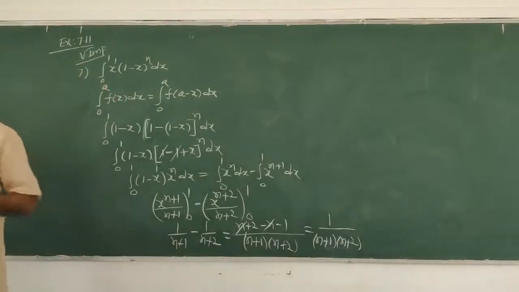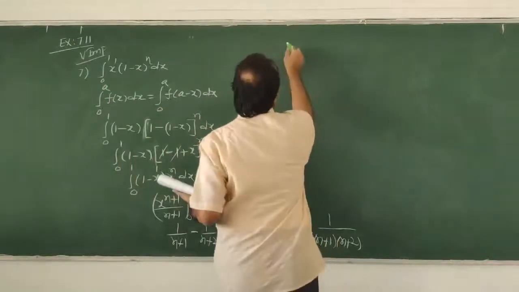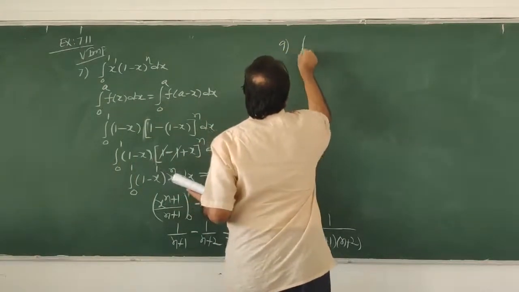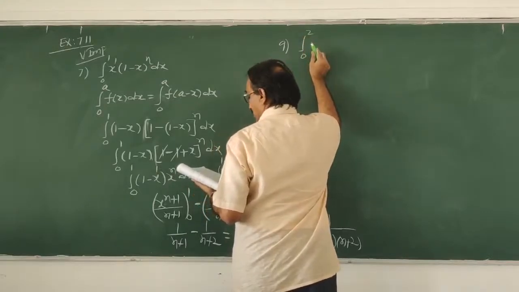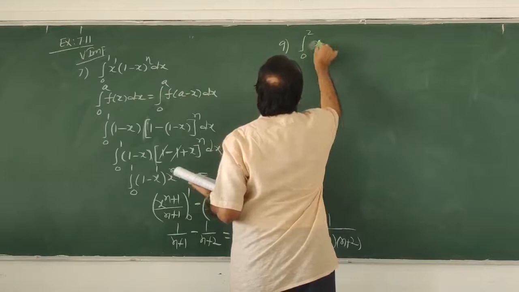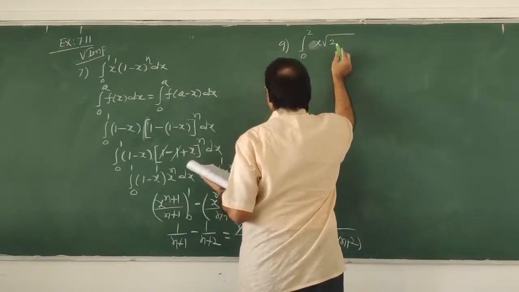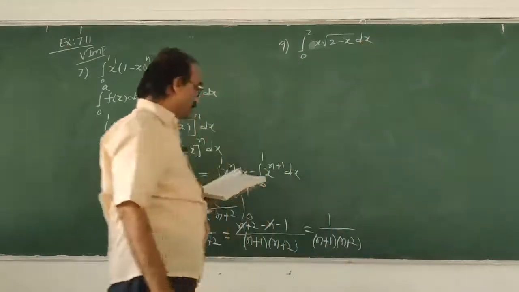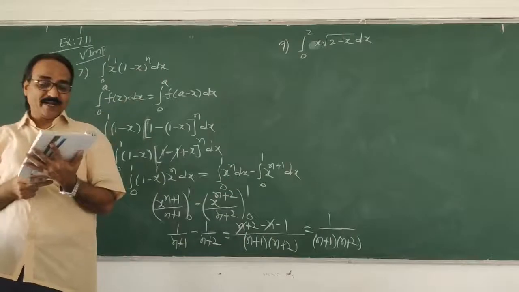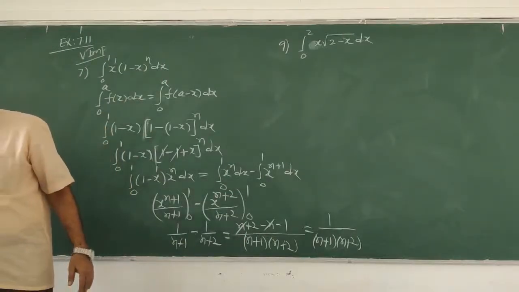Now, like this, is there any other problem? We'll see now. Problem number 9 is the same as this. So, I'll write here 9. Integral 0 to 2 of x into root of 2 minus x dx. This is what is given. That's all. So, here also, we'll do the same.